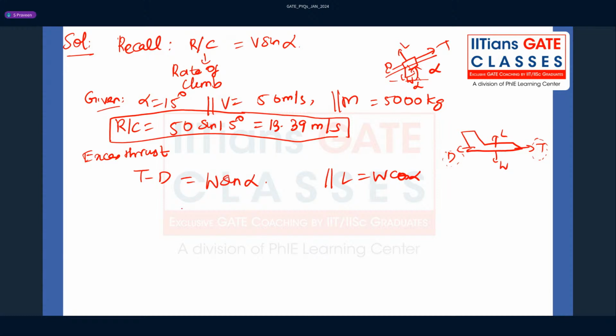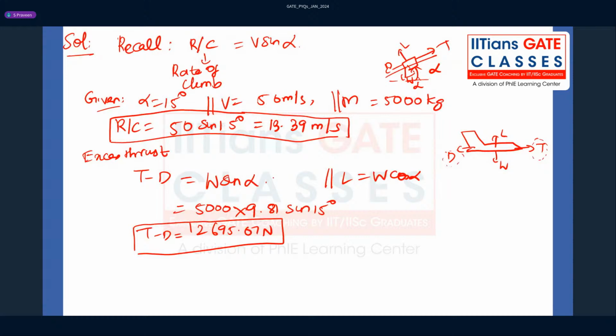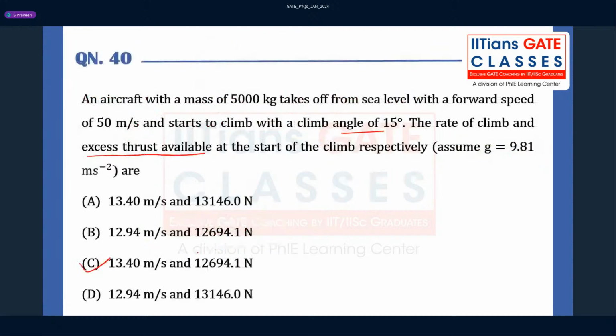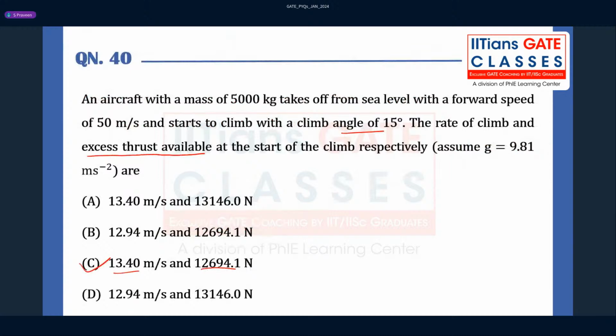Which means substitute all the values in here, so you'll get what? It is 5,000, with M given, so I have to convert that into weight W, 9.81, sine of 15 degree. And that will come around close to 12695.07 Newton. And if I go back to my answer key, that resembles closely the option C. Okay, because I have a rate of climb of 13.3 meter per second, and the excess thrust is 12695, so it's close enough. Okay, right. Hope you guys don't have any doubts.